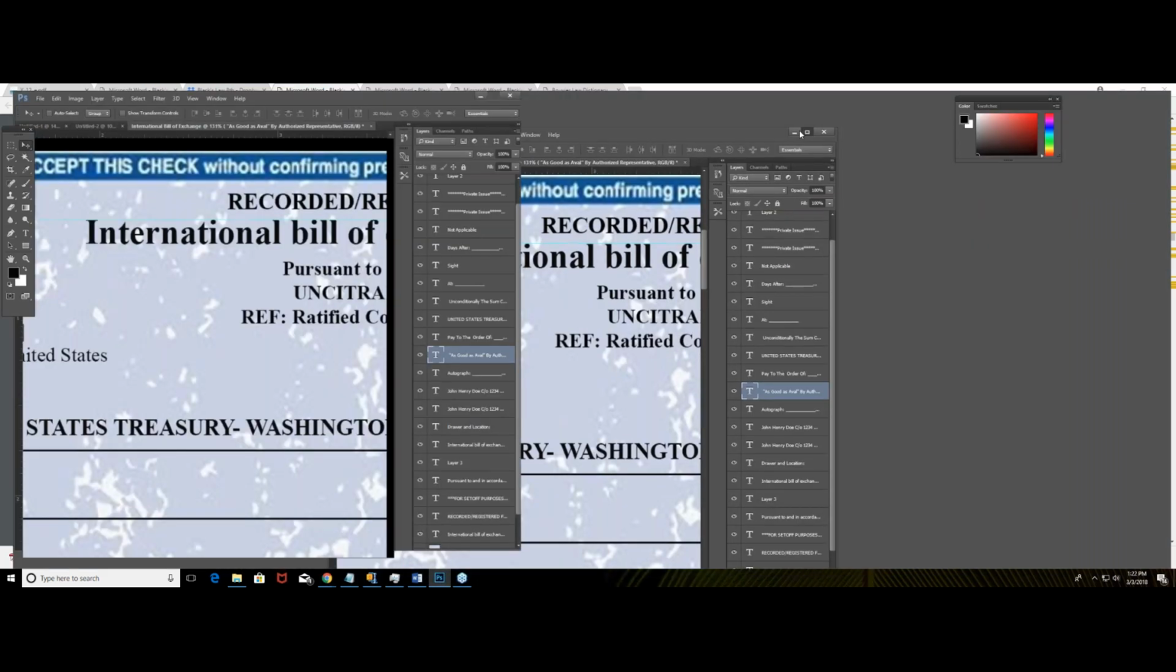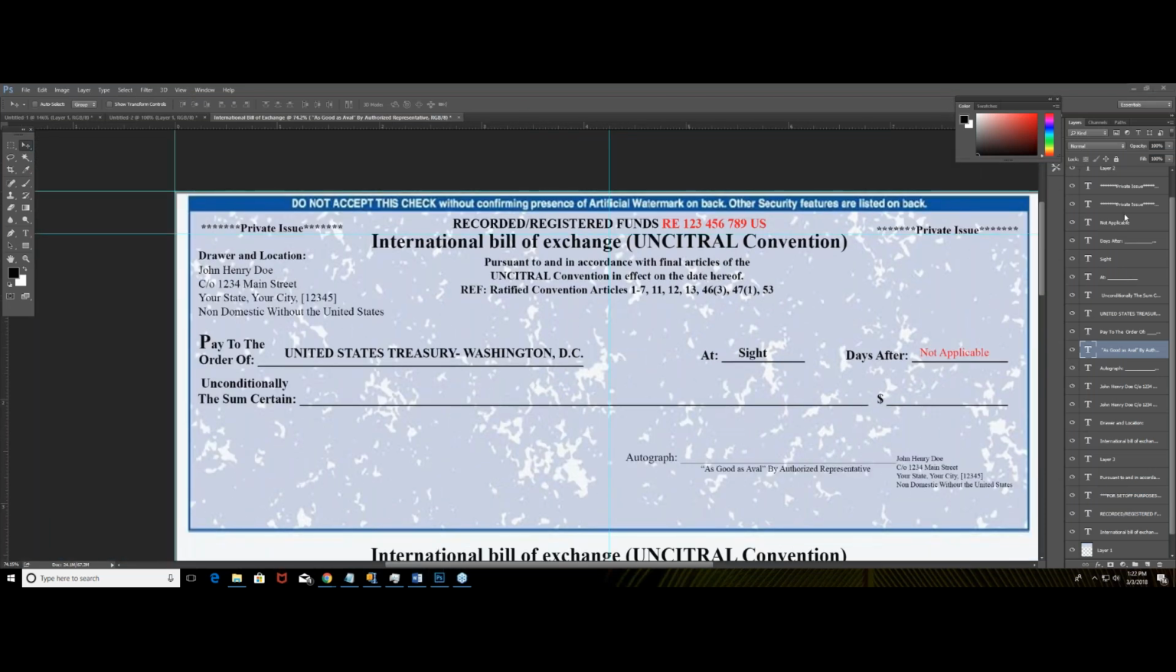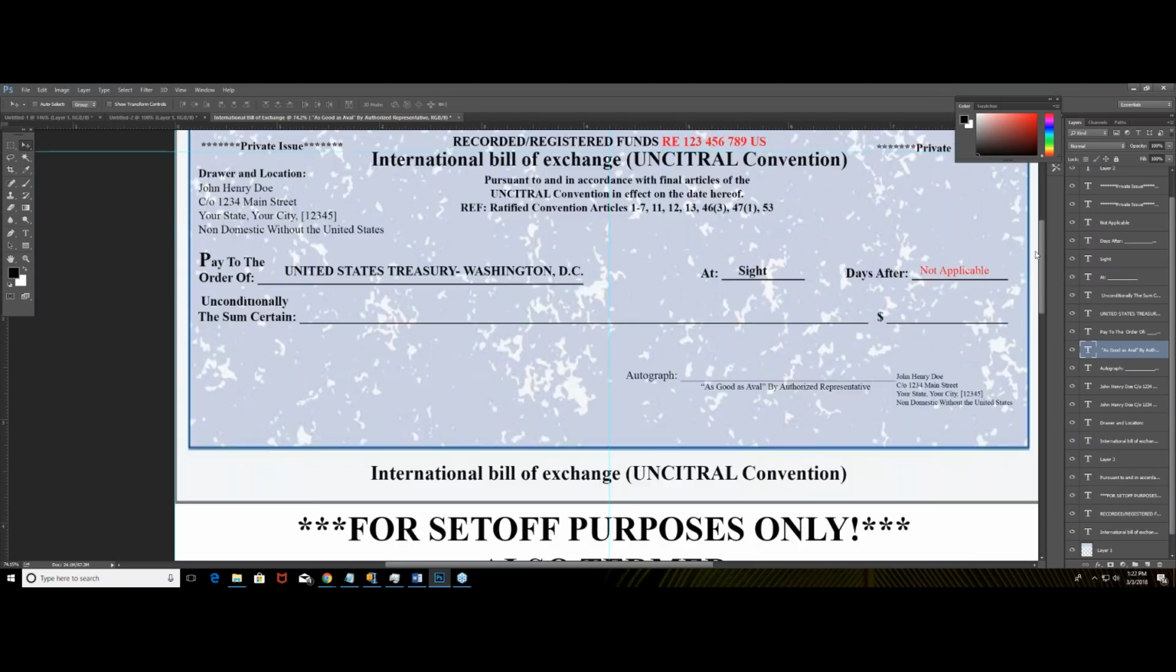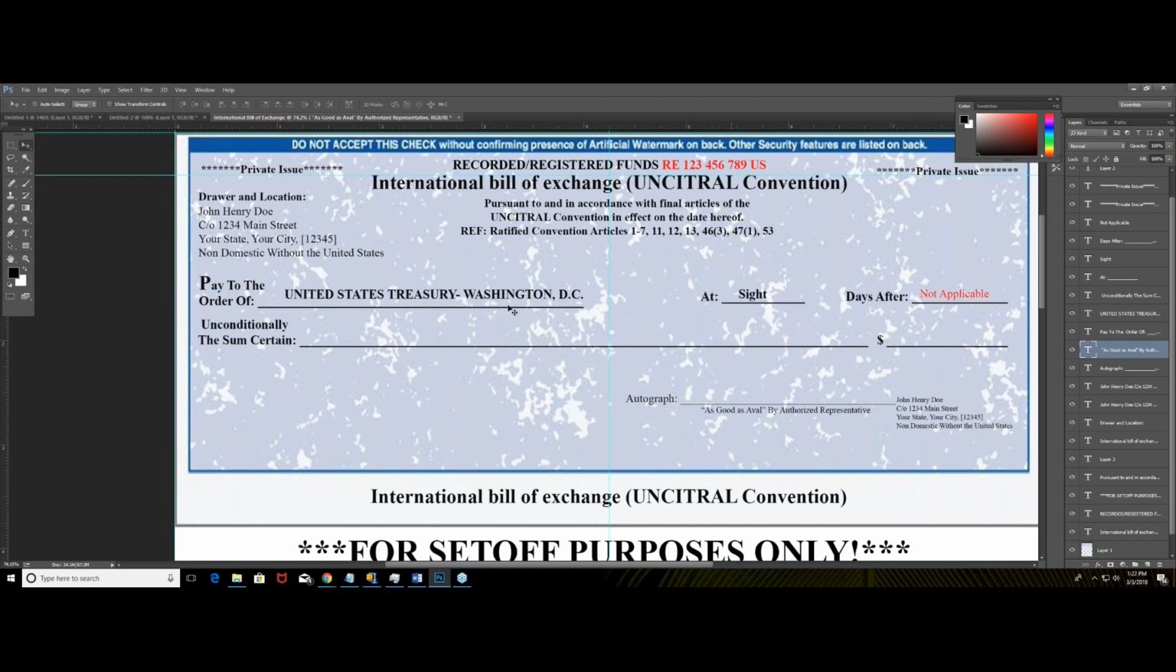You need to know what "good as aval" means. It's a guarantor. You're guaranteeing the drawee. Who is the drawee? It would be, for lack of a better word, the Secretary of the Treasury. This is why you're putting "good as aval by authorized representative." You're not drawing off of any account of the United States. You're drawing off of a value from a bond that the Secretary of Treasury is the holder of. He's holding that negotiable instrument for you, with instructions on how it is to be utilized.